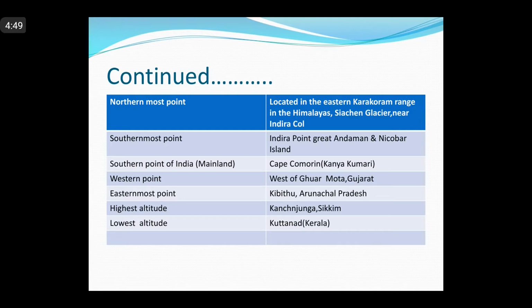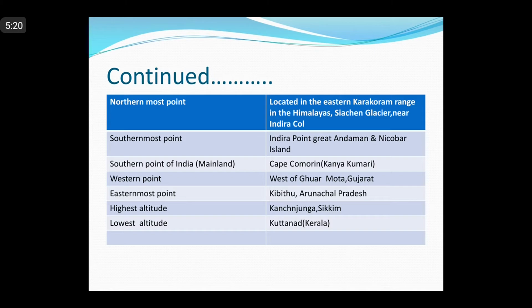Sorry, we'll discuss all these topics one by one. Now, let me tell you something about the latitudinal extent. India extends from 8 degree 4 minute north to 37 degree 6 minute north latitude, and 68 degree 7 minute east to 97 degree 25 minute east longitude. Thus, its latitudinal and longitudinal extent is about 30 degrees.